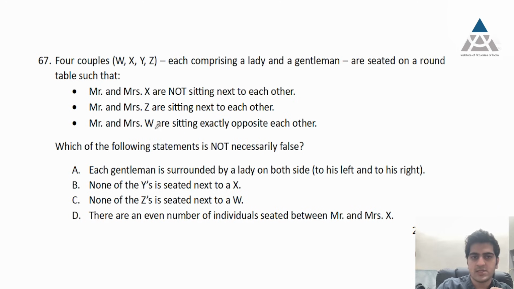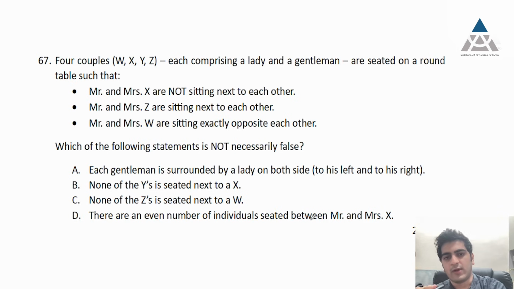Why? Because Mr. and Mrs. W are sitting exactly opposite to each other. So there is a couple who are sitting exactly opposite to each other. So option A is definitely false. Okay. So A is certainly false. Now let's look at the option B.